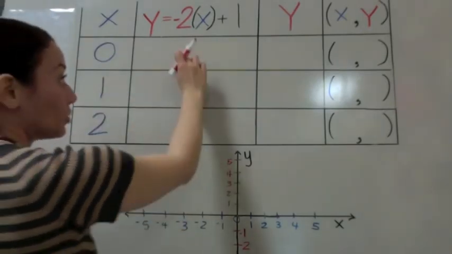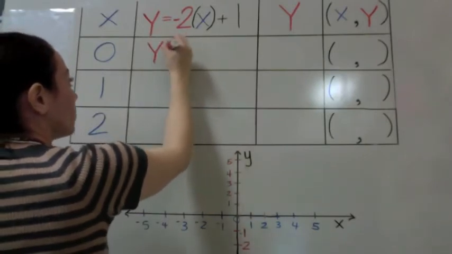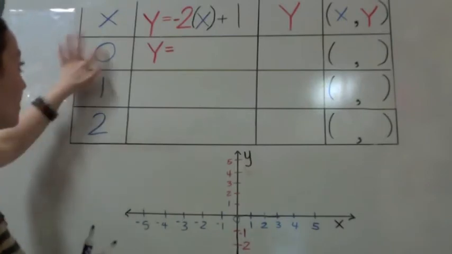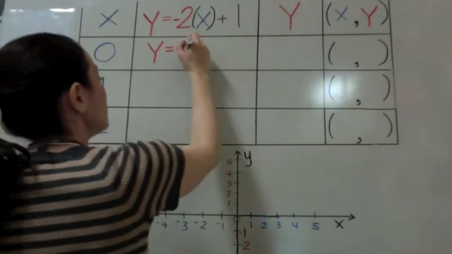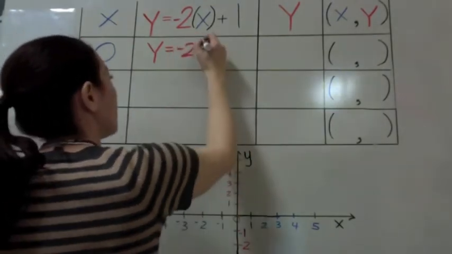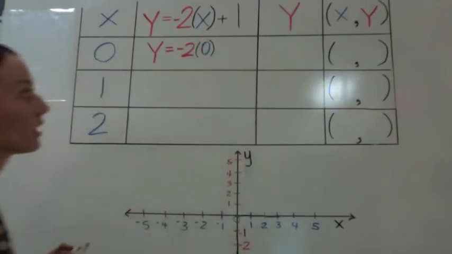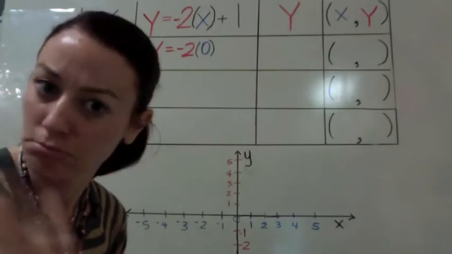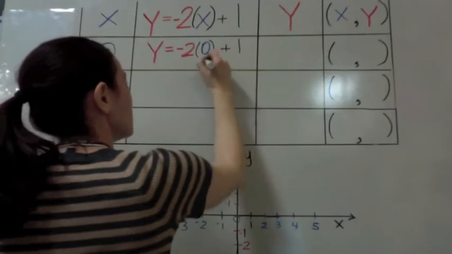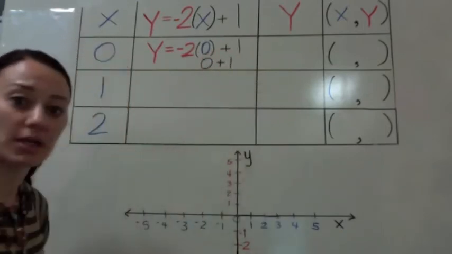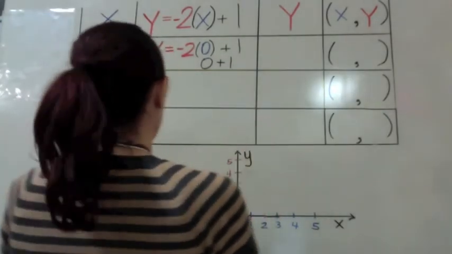So we're going to have to probably show our work underneath. Let's write y equals. Remember, first we're going to plug in 0. Let me ask you, what is negative 2 times 0? I want you to think about that. Any number times 0 is 0, right? And then you're going to add 1. So this essentially becomes 0 plus 1. What's 0 plus 1? 0 plus 1 is 1. So y is going to be 1.